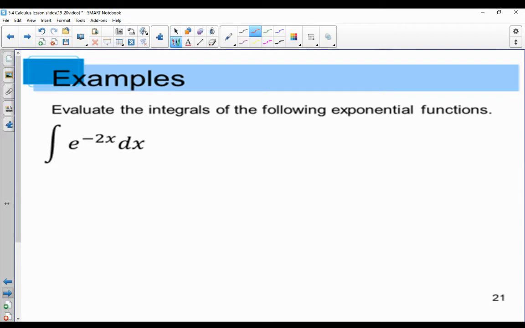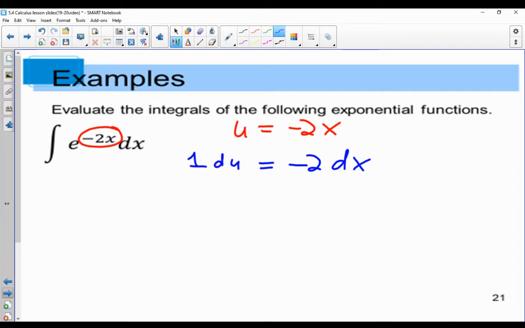Okay, so once again, I need to find the antiderivative of e. To help me out, I'm going to have to do u substitution. So u is going to be equal to negative 2x. Derive both sides. On the right, my derivative will be negative 2. I'll label that as dx. On the left, derivative of u is 1, and I'll label that du.